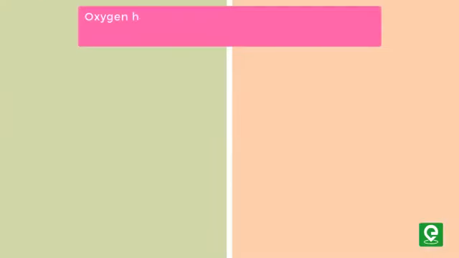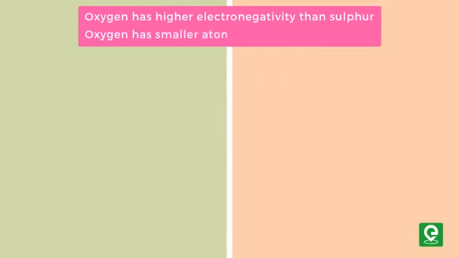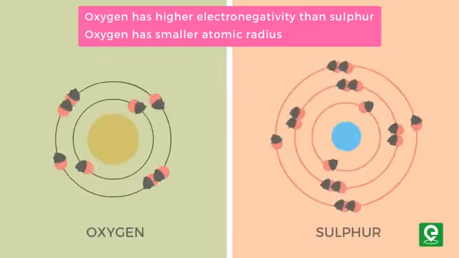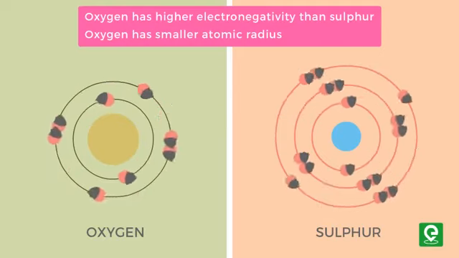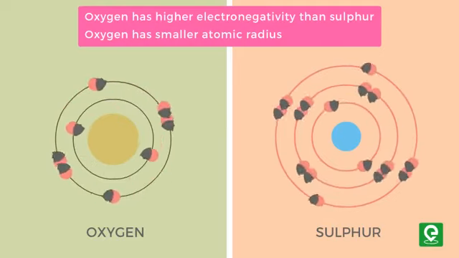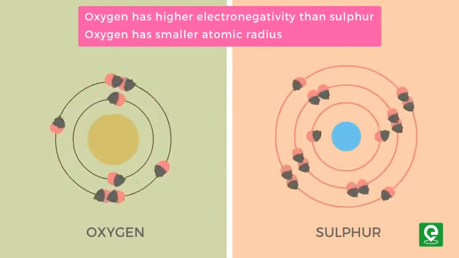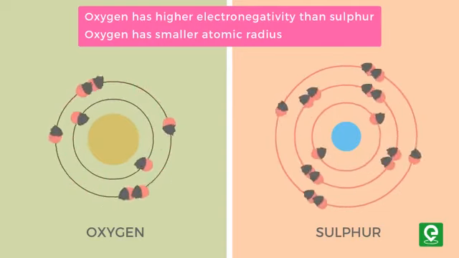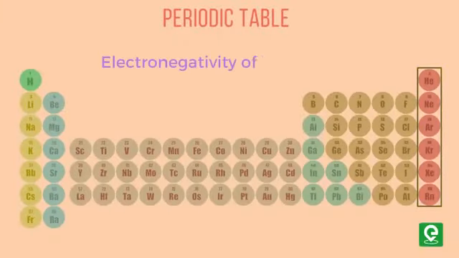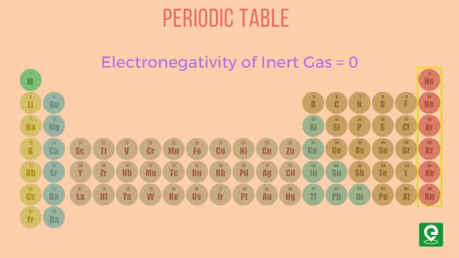For example, oxygen has higher electronegativity than sulfur. Oxygen has a smaller atomic radius, so the bonding electrons are closer to the nucleus and therefore it exerts a stronger pull. Bonding electrons in sulfur are farther away from its nucleus, and therefore it exerts a weaker force. Also, there is one layer of shielding electrons in oxygen, whereas in sulfur there are 2 layers. The electronegativity value of inert gases is 0 because they do not form any covalent bond.